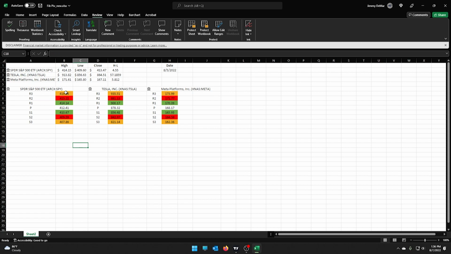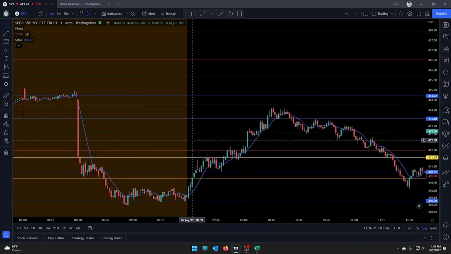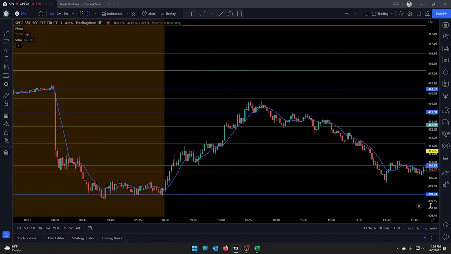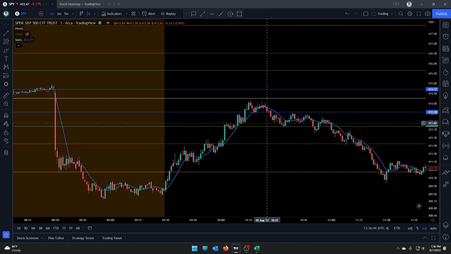Now, why do these numbers differ from the ones in the pivot point indicator? You're not supposed to calculate pre-market data when calculating pivot points. These are the right way to do it. These are not right. They're not the right ones. I'm going to go ahead and delete these so you can see what's going on.